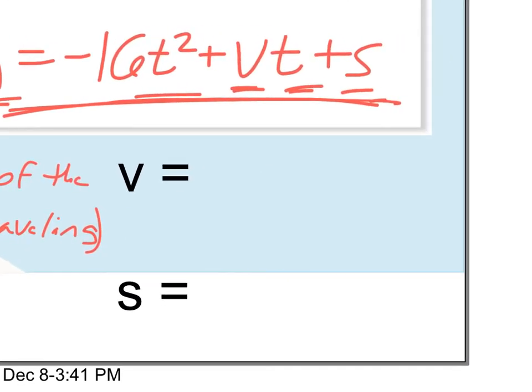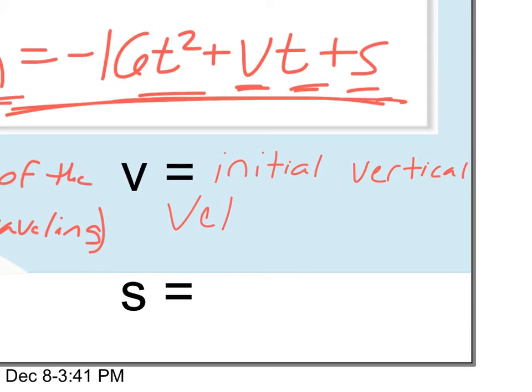V, the next one, is the initial vertical velocity. And in general, this is just the velocity, the amount of force put into the object to get it going into the air. I'm also going to put here, and I'll put it for the last one too, this is initial vertical velocity. It's a speed. So this is measured in feet per second.